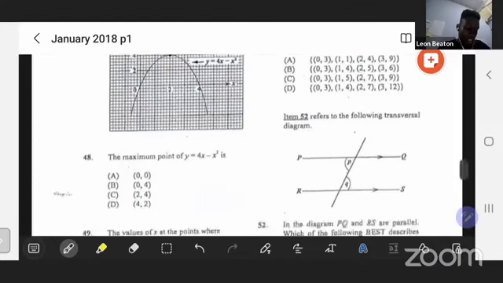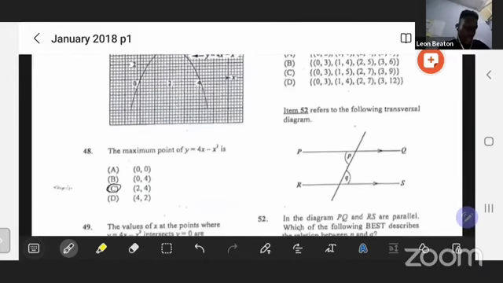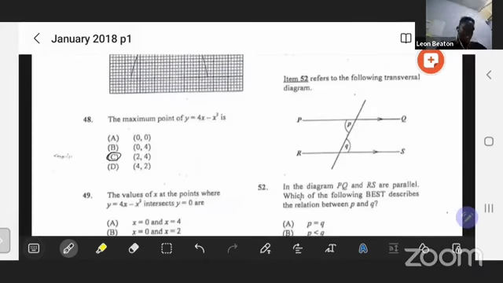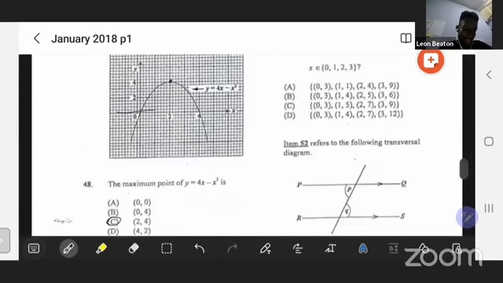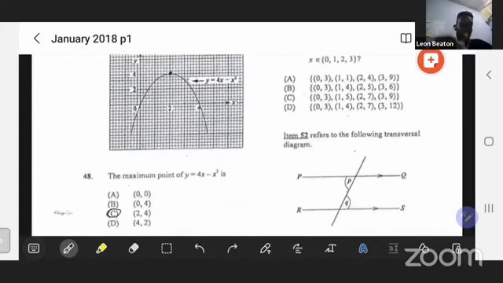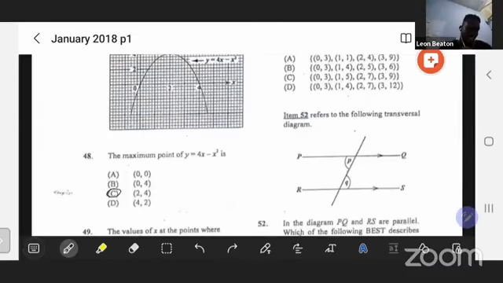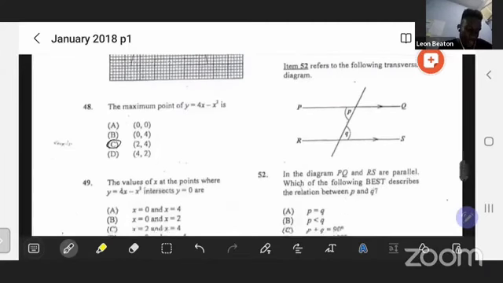And the values of x at which the graph of y equals 4x minus x squared intersects y equals 0. So y equals 0 is just this line here. The points where this curve will intersect are the points at which it crosses that line. It crosses the line at 0 and 4. So x equals 0 and x equals 4, which is A.